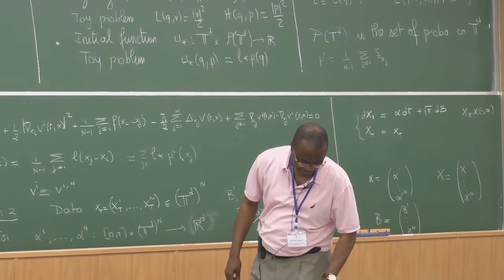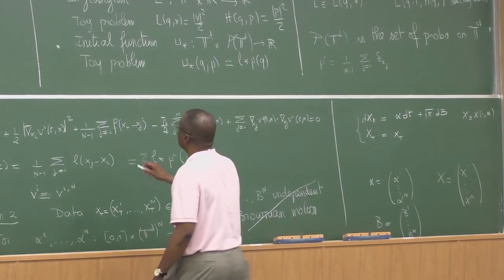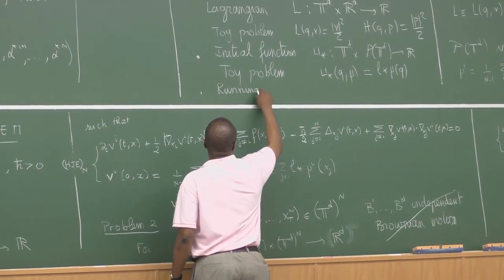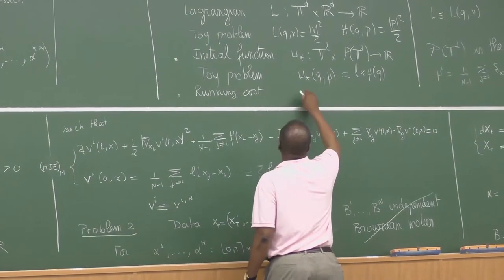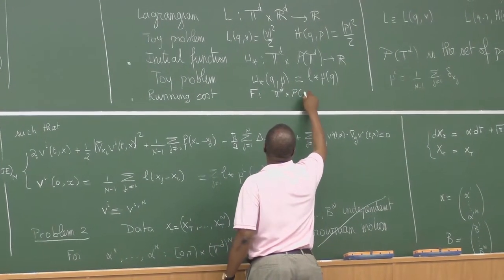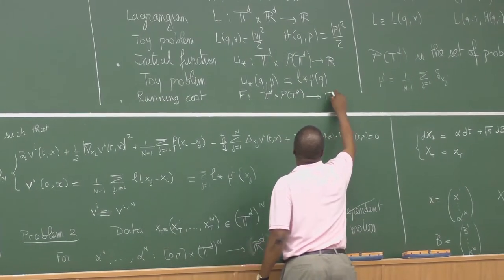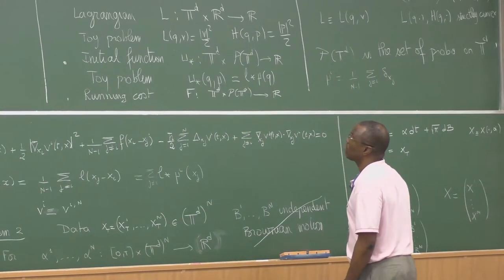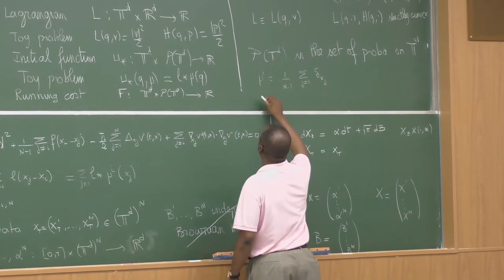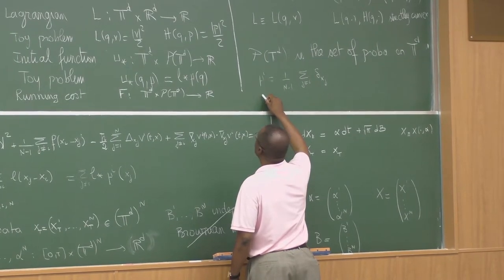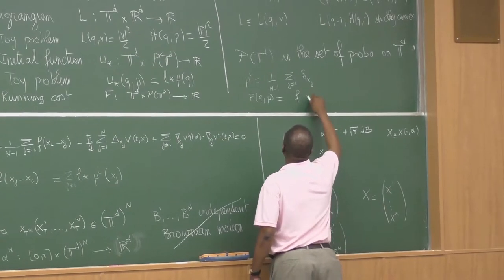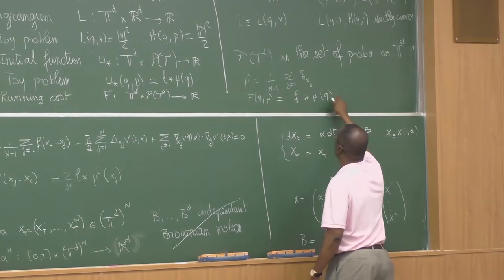And I have a running cost F, which is a function from the torus cross the set of probability measures on the torus into R. And in the toy problem, F of q, mu is F convolution mu applied to q.